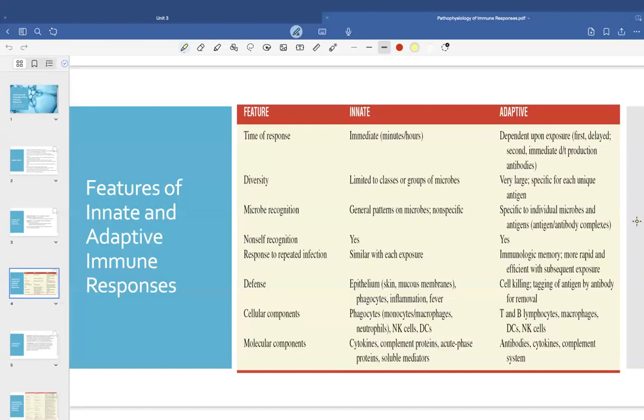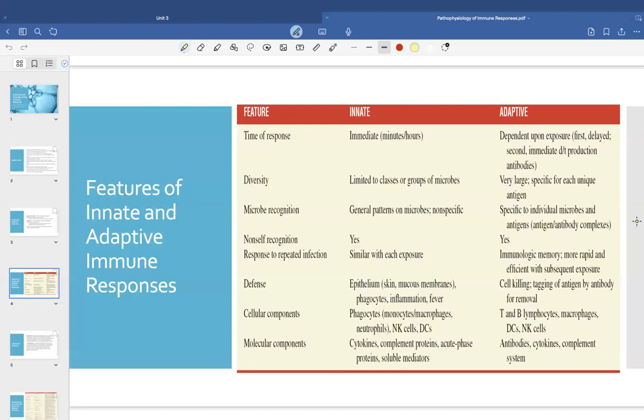Cellular components: you can see the innate includes all your phagocytes, so your monocytes and your macrophages. Monocytes become macrophages in the tissues, so remember that connection. Your neutrophils, your natural killer cells, and your dendritic cells. You can see the crossover here. On the adaptive side, you have T and B lymphocytes, some macrophages, dendritic cells, and natural killer cells. So there is some crossover there.